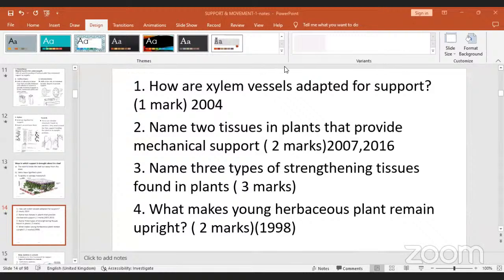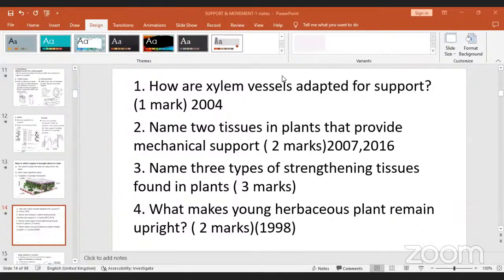Mine is a question. Why is it that in the previous question they were not mentioning tracheids? Does it mean tracheids are not part of the answer in that previous question? It is part of the answer, because the tracheid is also strengthened by lignin.